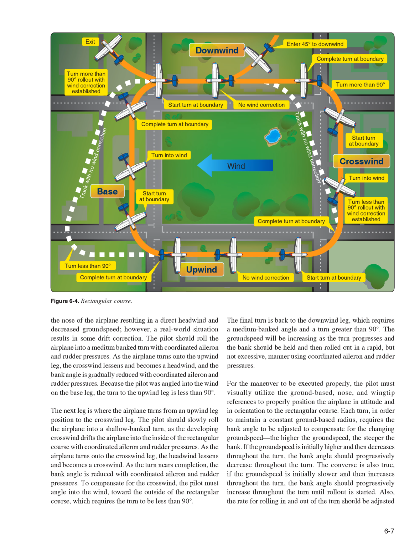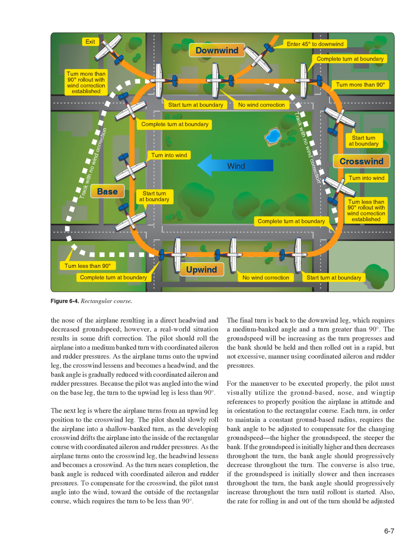The next leg is where the airplane turns from an upwind leg position to the crosswind leg. The pilot should slowly roll the airplane into a shallow bank turn, as the developing crosswind drifts the airplane into the inside of the rectangular course, with coordinated aileron and rudder pressures. As the airplane turns onto the crosswind leg, the headwind lessens and becomes a crosswind. As the turn nears completion, the bank angle is reduced with coordinated aileron and rudder pressures. To compensate for the crosswind, the pilot must angle into the wind, toward the outside of the rectangular course, which requires the turn to be less than 90 degrees.